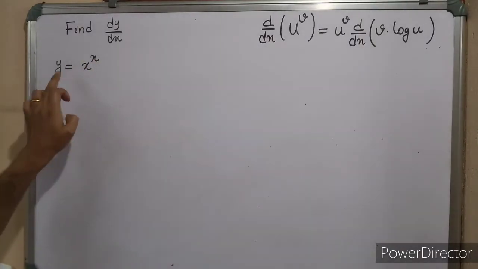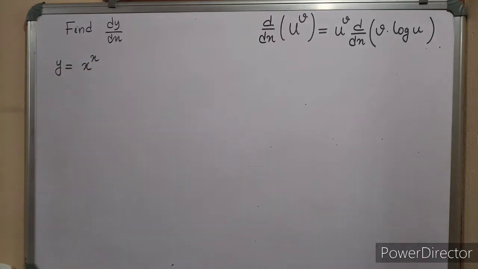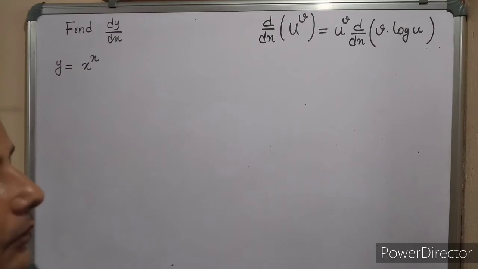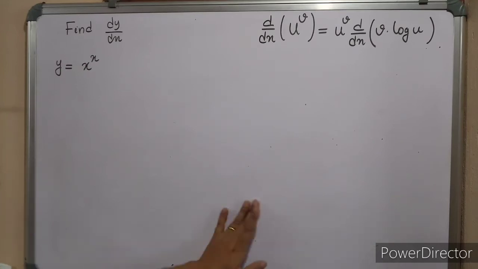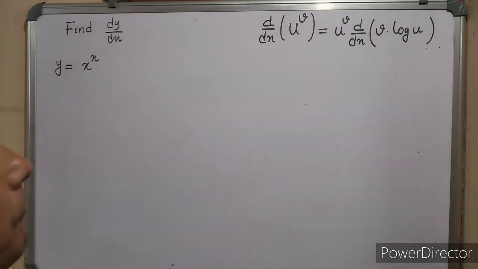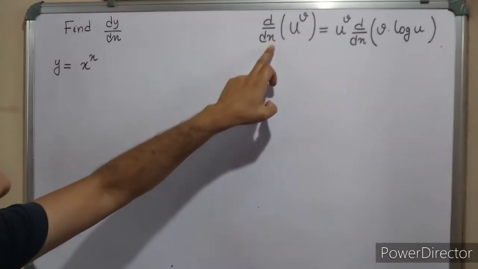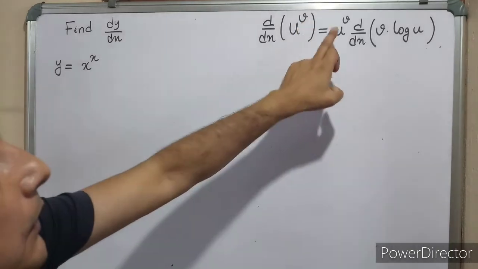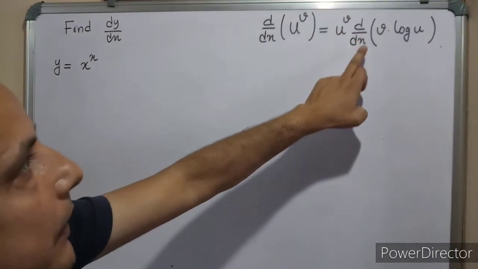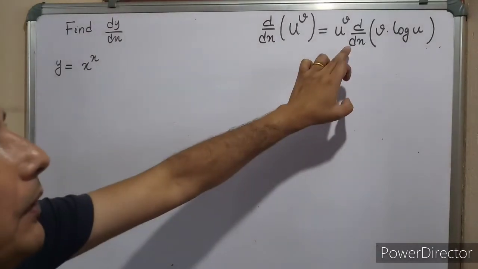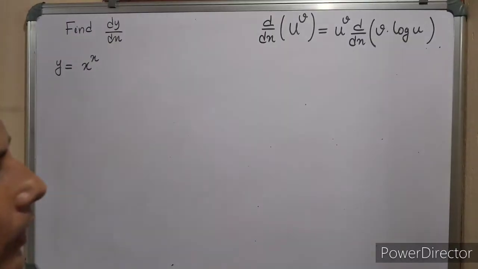Now, if it is in case of y is equals to variable to the power variable, you can take log on both sides. That method is also valid, but I'll do in a little bit different way, the formula way. dy/dx, a formula that you have to remember. dy/dx of u to the power v means u to the power v into dy/dx of v into log u. If you use this formula, you can solve the numerical in a shortcut way.